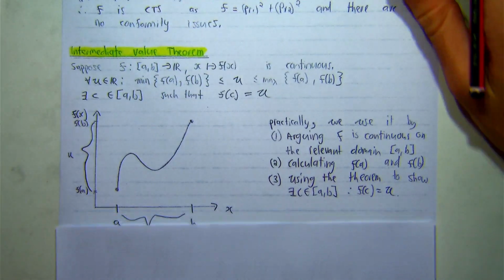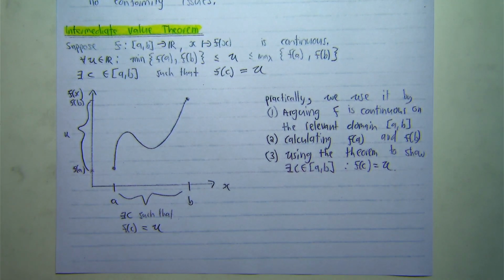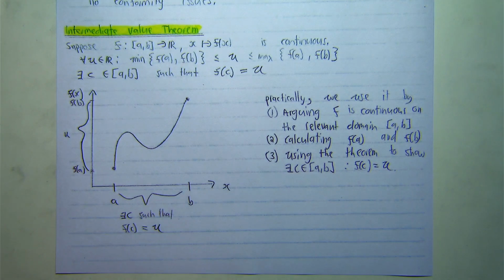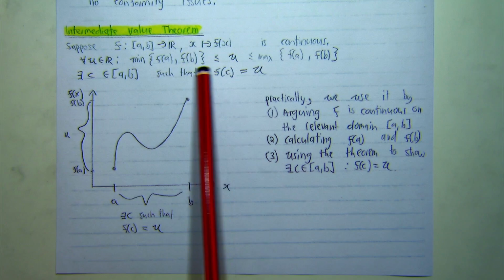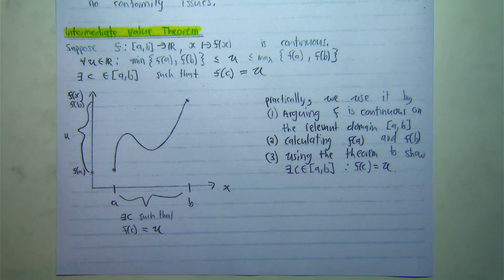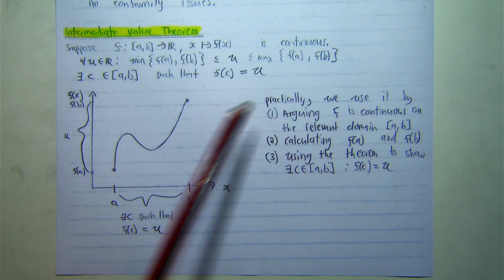Okay, the last thing we'll look at in this video is the intermediate value theorem. In practice, this is a very useful theorem. Let me first explain what it is mathematically, and then we'll look at it more intuitively. So suppose f is a function that maps from [a, b] in its domain to the real numbers according to some rule, and that this function f is continuous. Then for all u, a real number that is in between the minimum and the maximum of f(a) and f(b), we know that there exists some c inside of the domain where f(c) is equal to u.